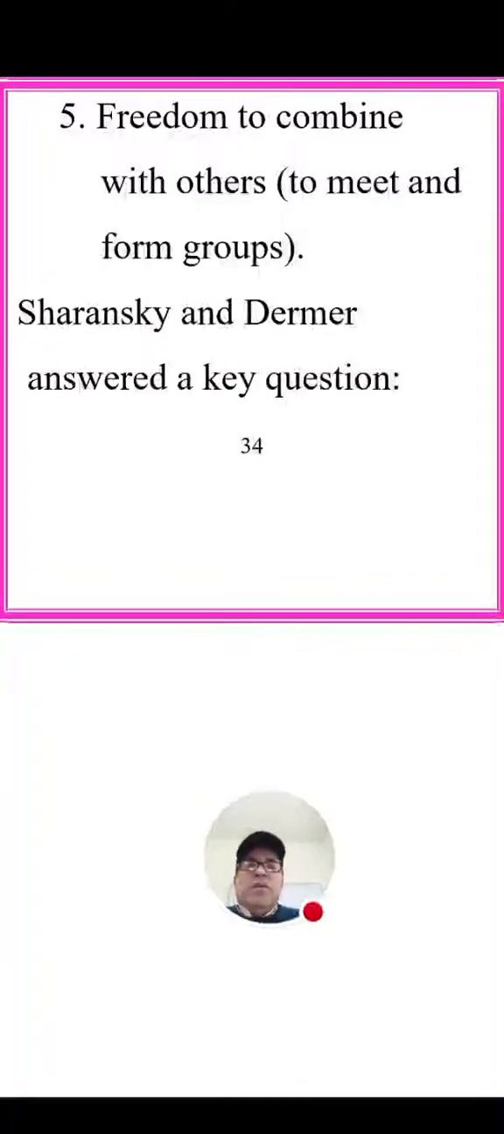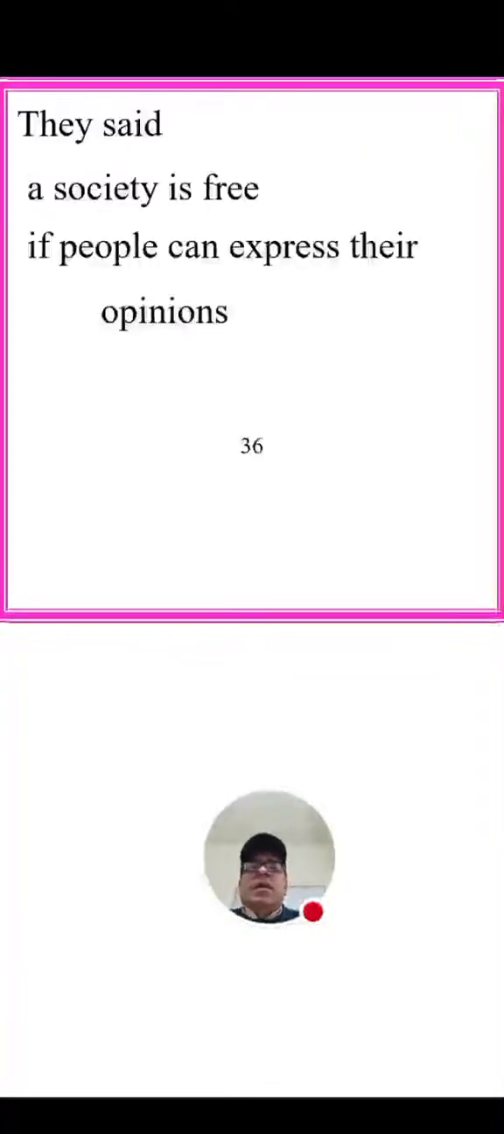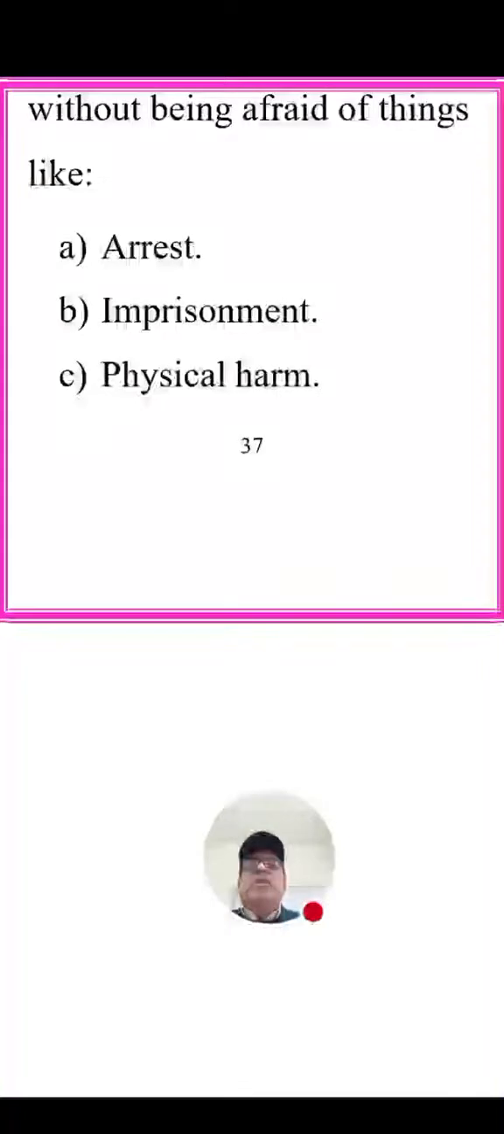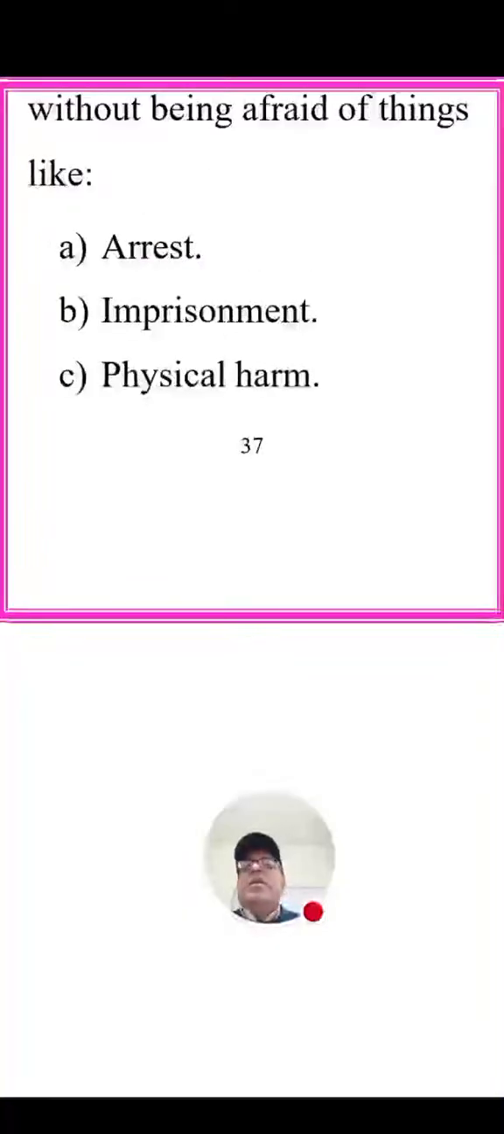In this book, they raise a question: how do we know if a society is free? And they address this question. They said a society is free if people can express their opinions without being afraid of things like arrest, imprisonment, and physical harm.